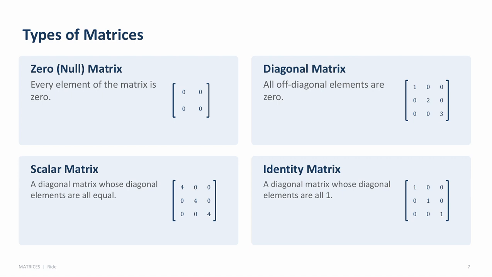Let us talk about the zero or the null matrix. So every element of this matrix is 0. Can you see all the elements are 0? The rows are 0, the columns are 0.